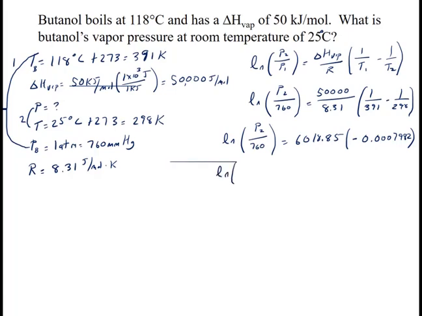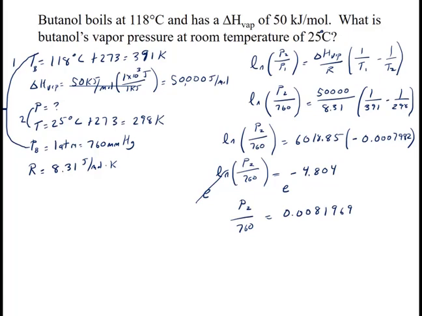Again, one more time, I'm going to leave the left-hand side alone. P2 over 760. When I multiply these two terms together, I get a negative 4.804. Okay. Now I have the right-hand side simplified as much as I can, so I'm going to do e to both sides. That gets rid of the natural log, so I end up with P2 over 760 equals 0.008169. I'm not very consistent on how many digits I tend to write down.